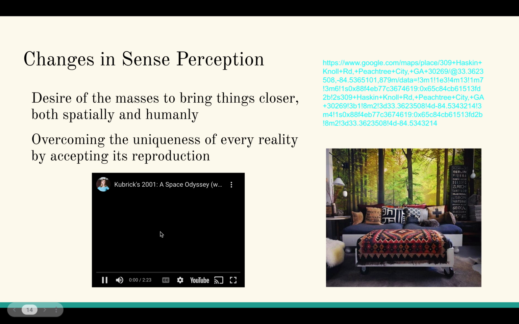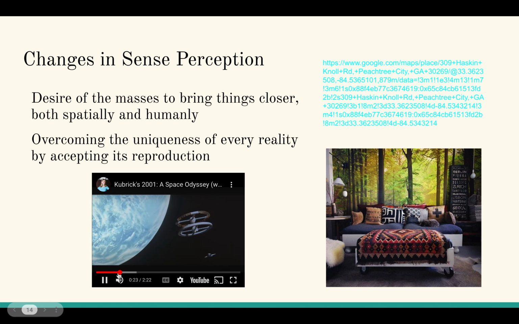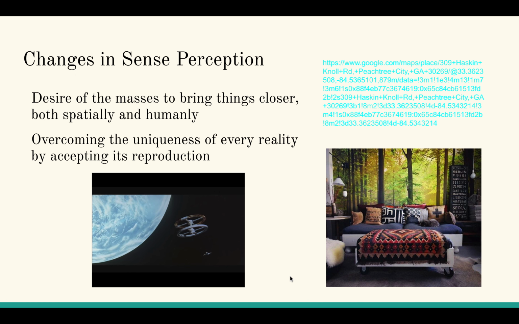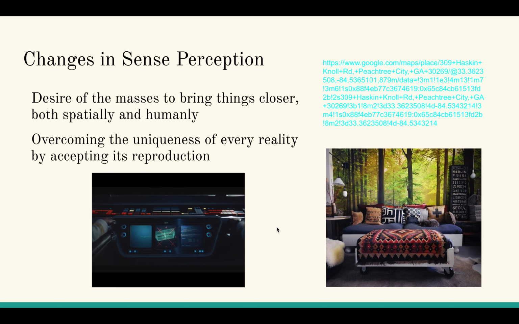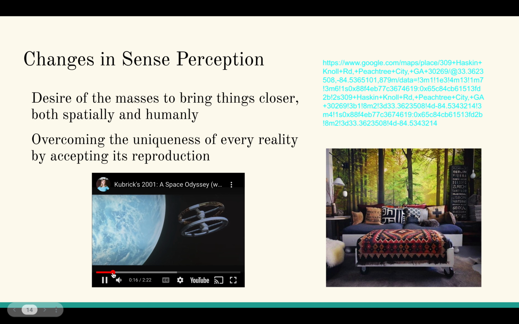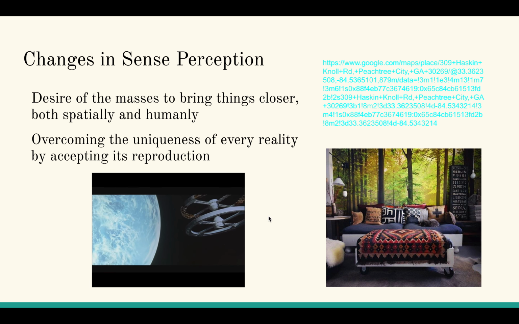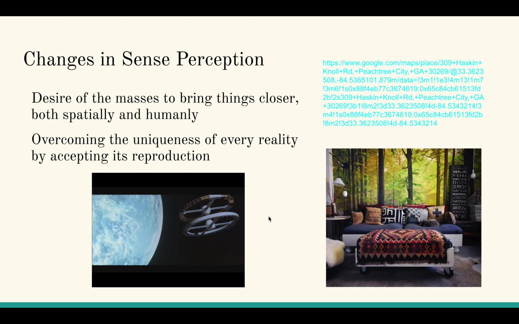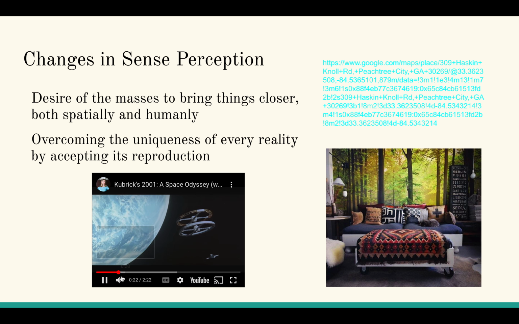Even here in the work of Stanley Kubrick with 2001, we see this desire to accept reproduction over reality. Kubrick made this film before we had ever seen images of Earth from outer space. He made this before we went to space and went to the moon and got images of Earth. But we're so hungry for it that we accept this fake image instead of reality.